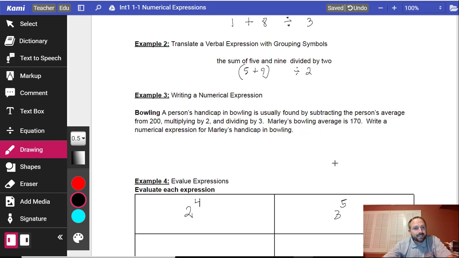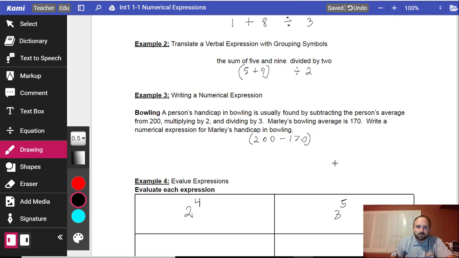Bowling. A person's handicap in bowling is usually found by subtracting the person's average from 200, multiplying by 2, and then dividing by 3. Okay, Marley's bowling average is 170. Write a numerical expression for Marley's handicap in bowling. Well, we understand that we have to first subtract by her average. So 200 minus 170. But we're going to make that into parentheses so we understand that's first.